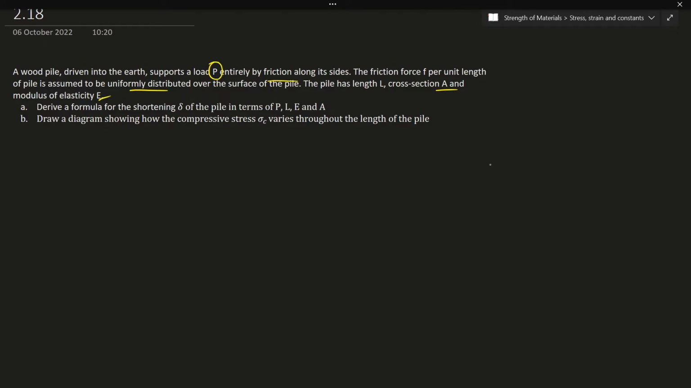Okay, let me just draw a schematic for this. So I'll assume this as the ground level, and there is a wooden pile that has been inserted. This wooden pile supports a load of P, and for this load we'll have a reaction force given by the frictional force. The length of the pile is L. Right, so here I'll draw another diagram for my understanding.